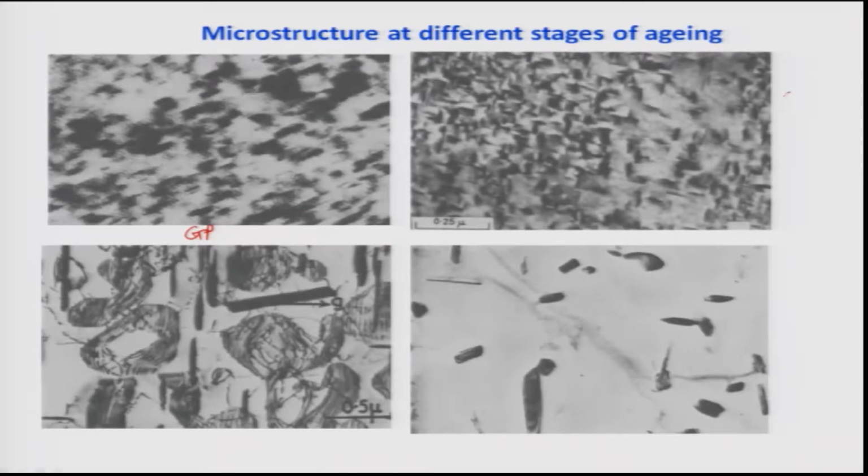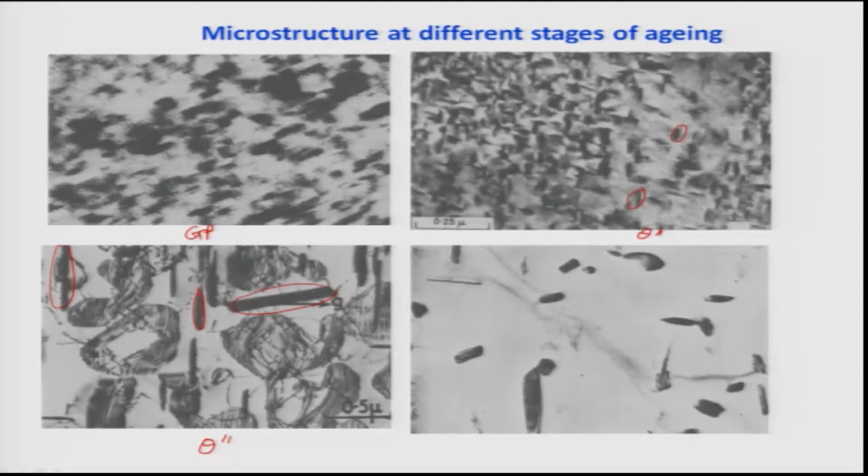Similarly, if I go to theta double prime here, this is theta double prime. Theta double prime is basically coherent on all the three 001 planes, and they look a little bigger, and you see this is one theta double prime, this is another one, they are dish shaped. But the moment it transforms to theta prime, they become long. You see here, this is one, that is another one, and that is another one.